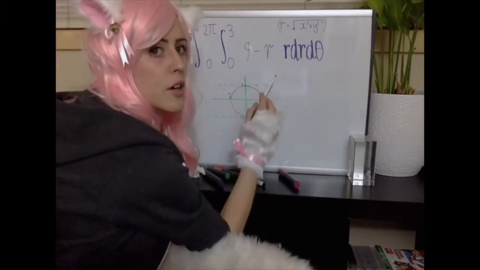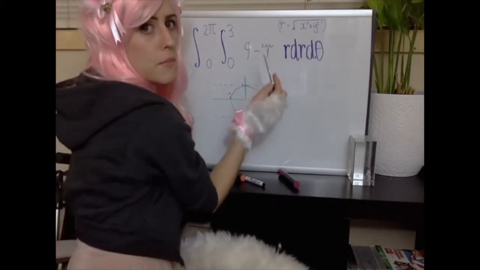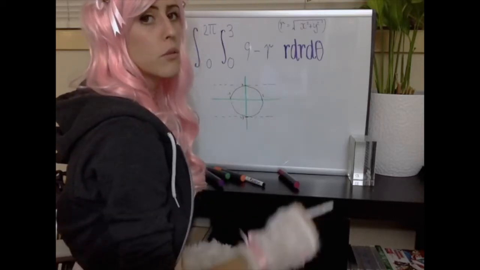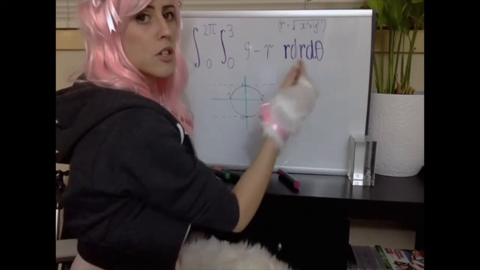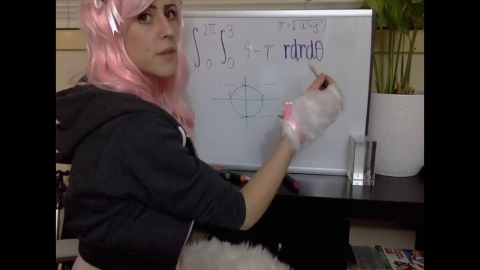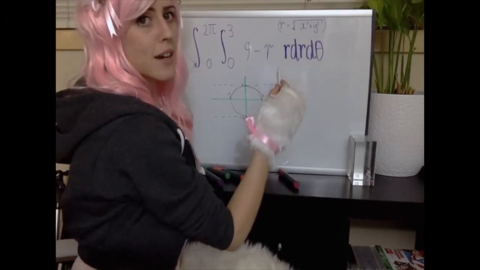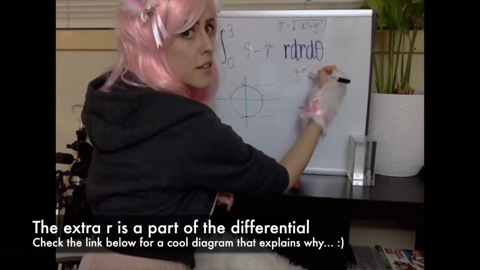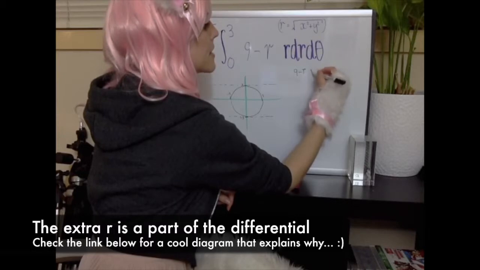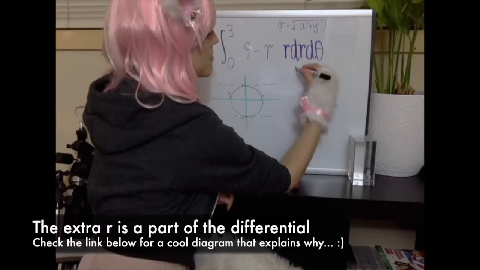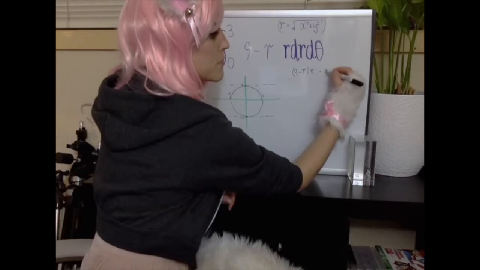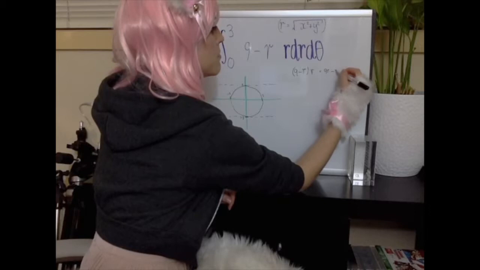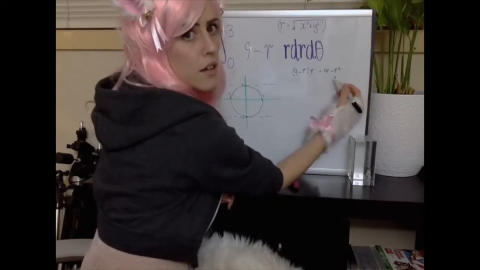As you can see here, we have the function 9 minus r, but we also have an r present here. So we want to expand this so that we can just go ahead and integrate with respect to r without worrying about this r anymore. So this is our function, 9 minus r, and we have an r present. So we actually want our expression to be 9r minus r squared.